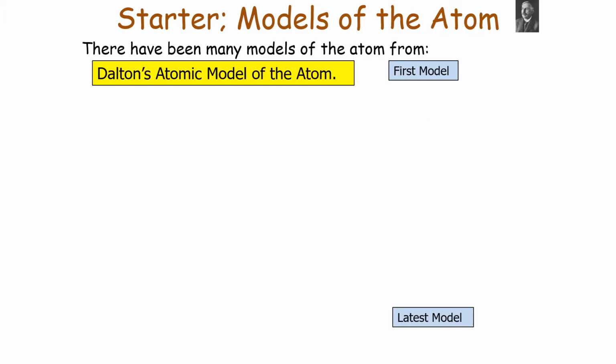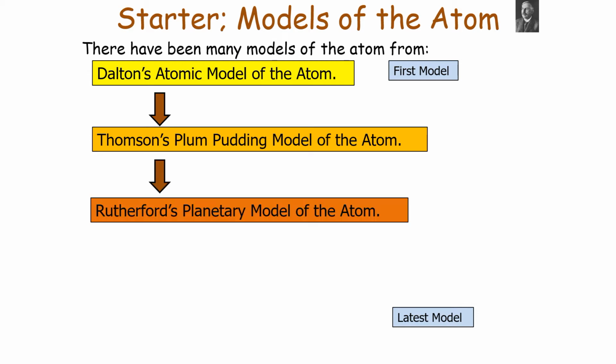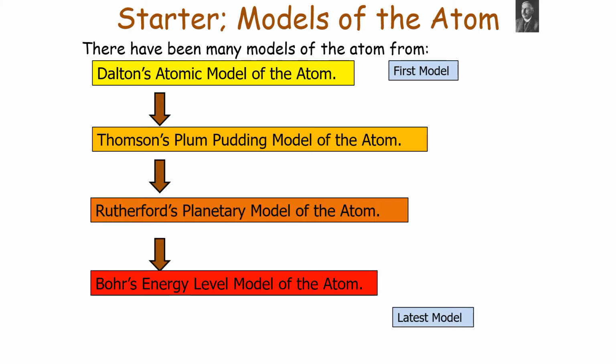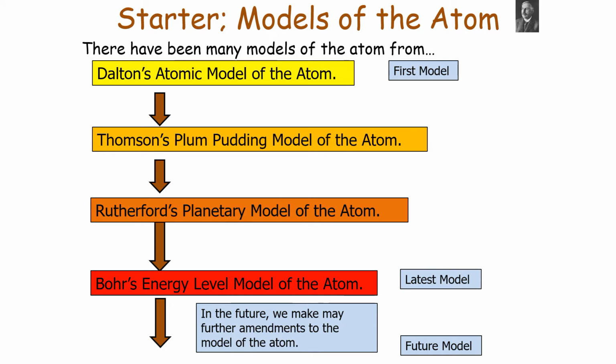Now there have been many models of the atom, from the first model, which is Dalton's atomic model of the atom, then Thomson's Plum pudding model of the atom, followed by Rutherford's planetary model of the atom, and then finally Bohr's energy level model of the atom. Now it's important in science that we keep continually updating our scientific models to fit with the latest experimental data. So in the future we may make amendments to the model of the atom based on new experiments we carry out in the future.